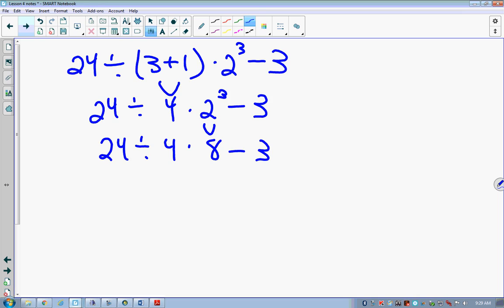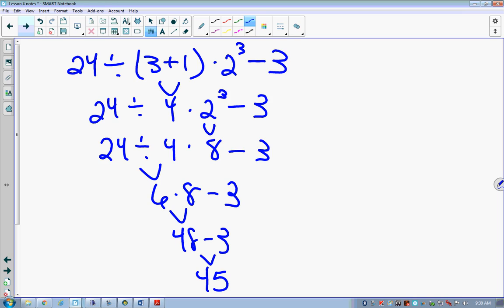Okay? Ashlyn, what's next? What's that? No. Look real closely. We got 24 divided by 4 times 8 minus 3. Divide, right? Because it's further left. Okay? What's 24 divided by 4? 6. Guys, you want to go back to your multiplication tables, right? What times 4 is 24? Hopefully we remember 6. Okay, 6 times 8 minus 3. Tiffany, which is 48 minus 3. Anybody? Up for grabs? 45. Okay. All right, so 45 is our answer.